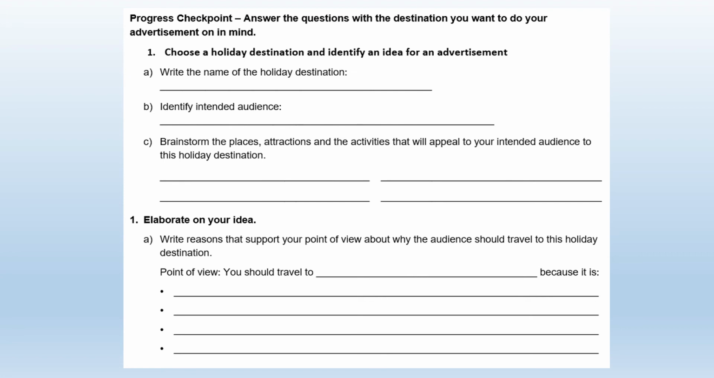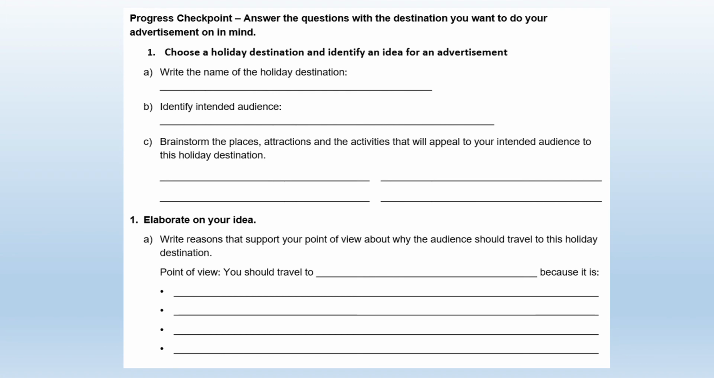In C, you're going to brainstorm the places, attractions, and activities that will appeal to your intended audience to visit this holiday destination. So that is what you did in the last thing. So you just write down a couple of those. So I would be writing down quad biking, kayaking, parasailing, and feeding the dolphins in there.